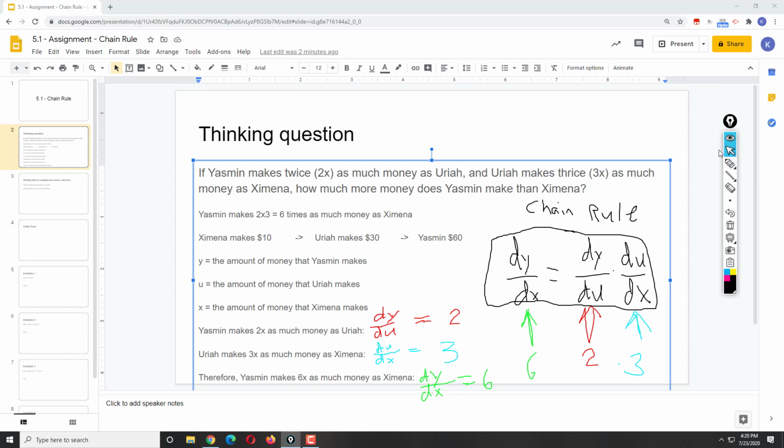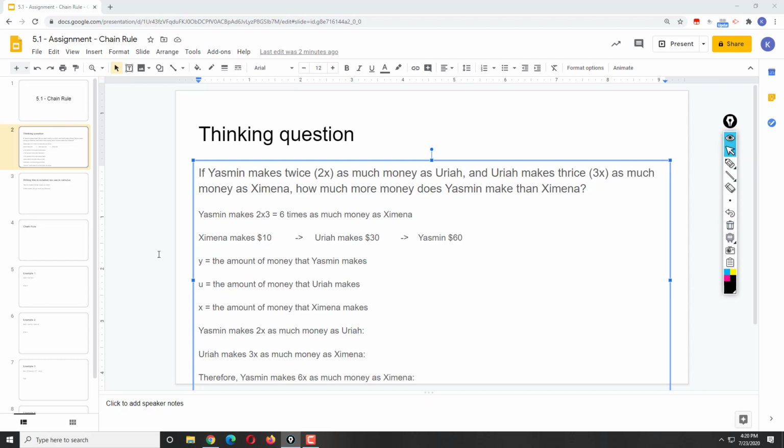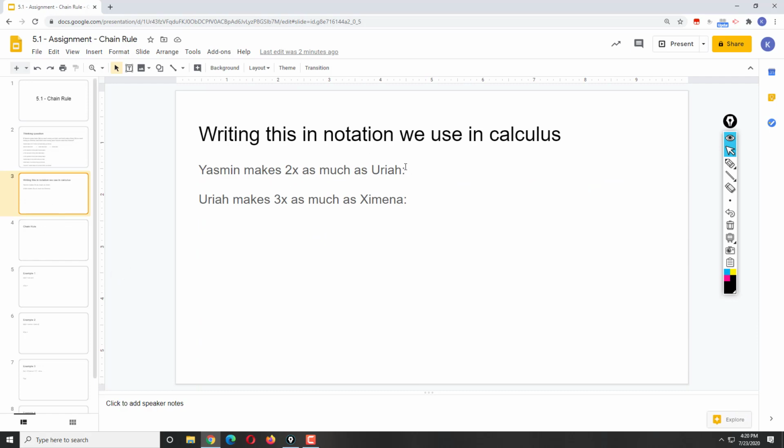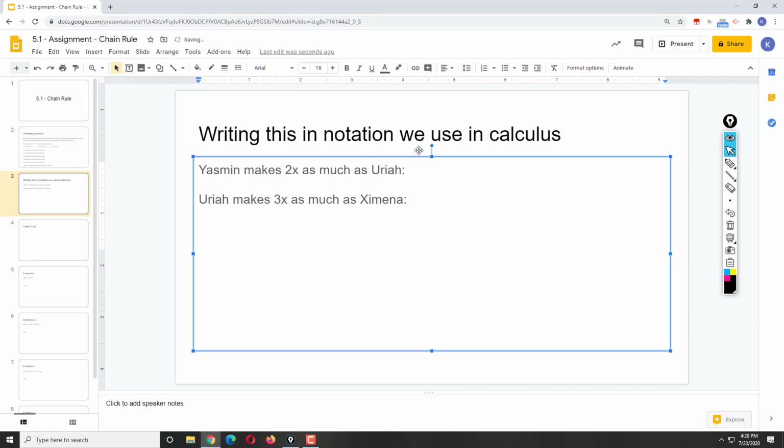Okay. Chain rule can be written in different forms. So again, Yasmin makes 2 times as much money as Uriah. dy over du equals 2. Uriah makes 3 times as much money as Ximena. du over dx equals 3. And we've shown that dy over dx is dy over du times du over dx.